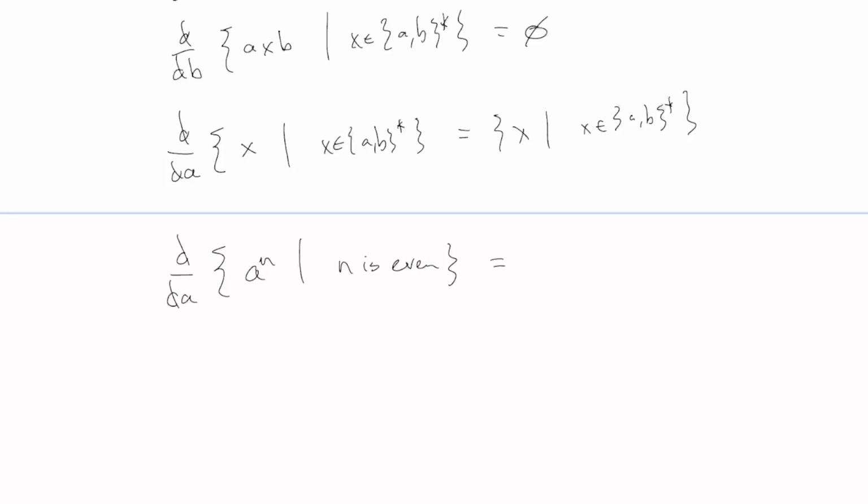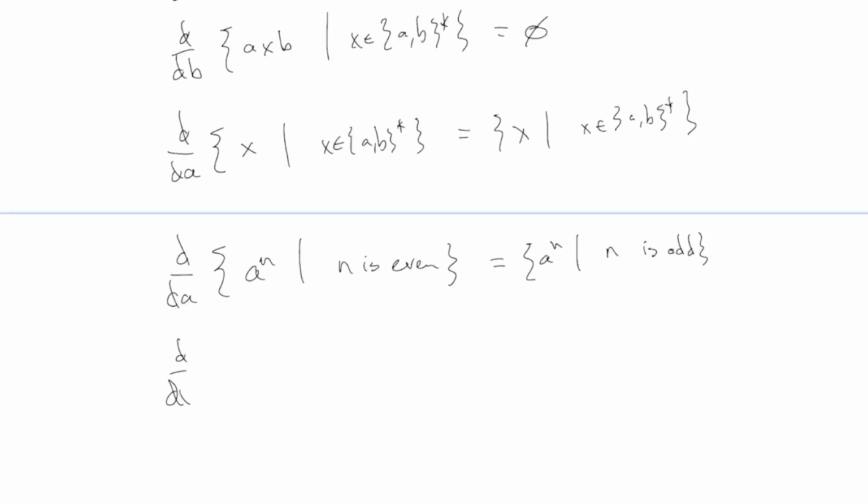Yeah, right. All of these strings have an even number of A's, and the operation of taking the derivative will just delete one of those A's from it, and so now it's going to have an odd number of A's. So this would be A to the n such that n is odd. Excellent. That was not especially difficult.